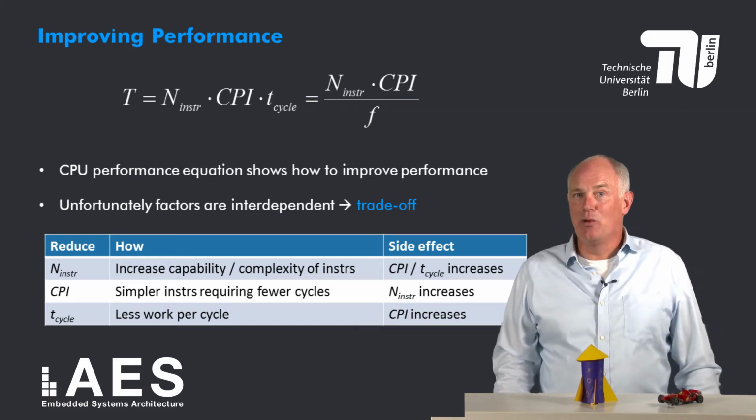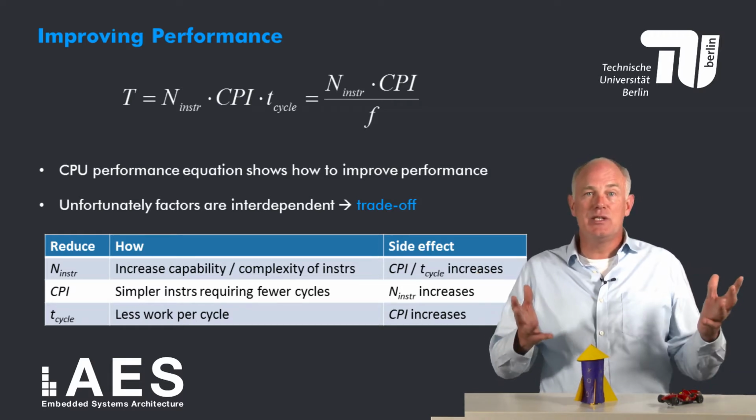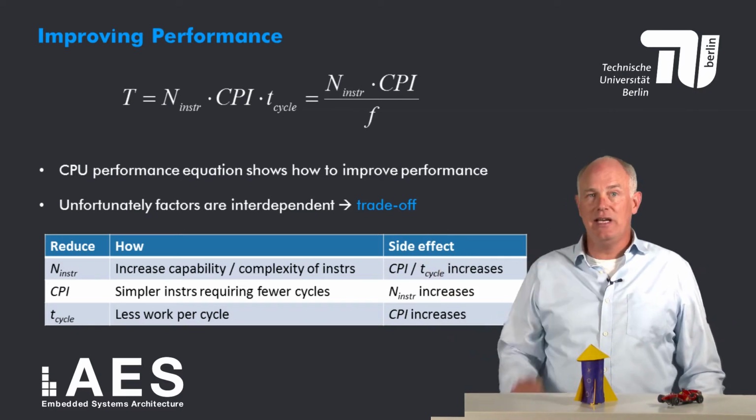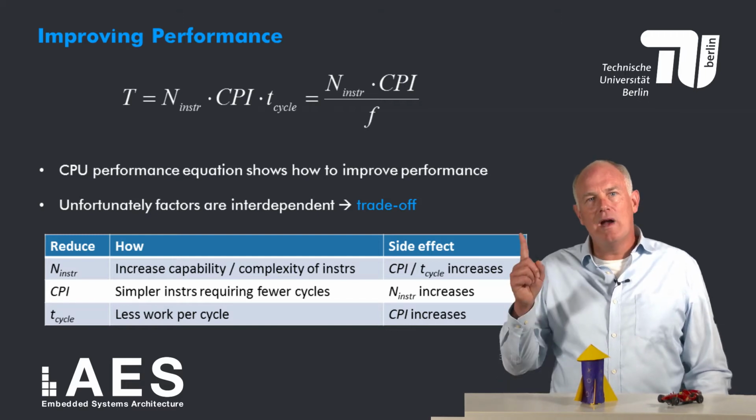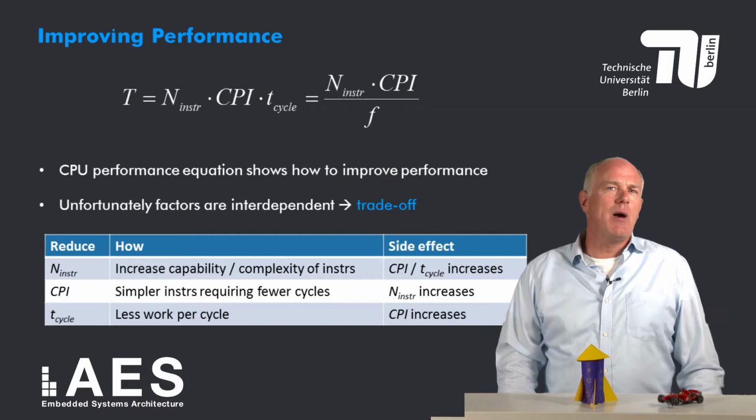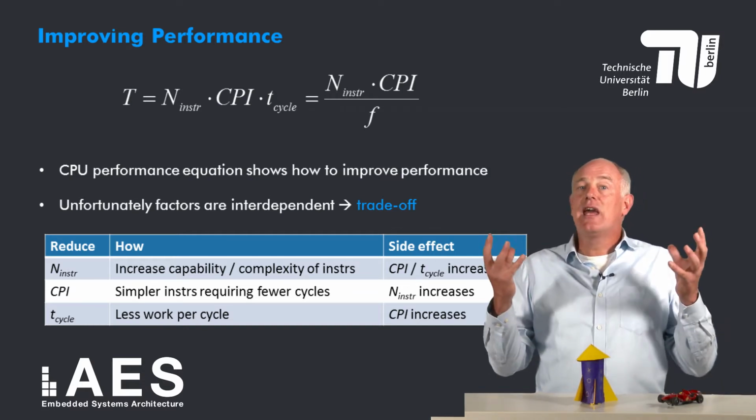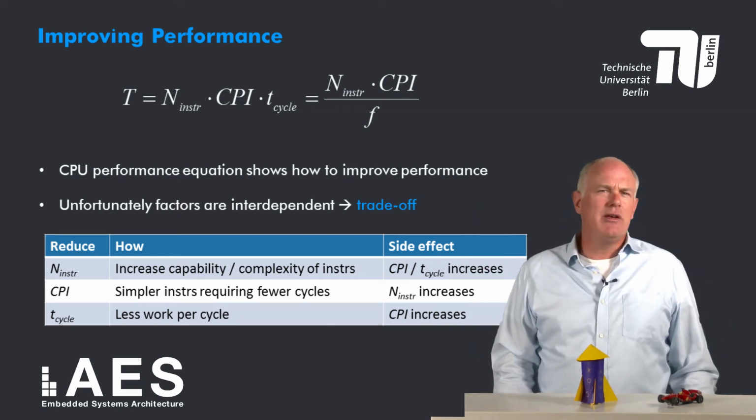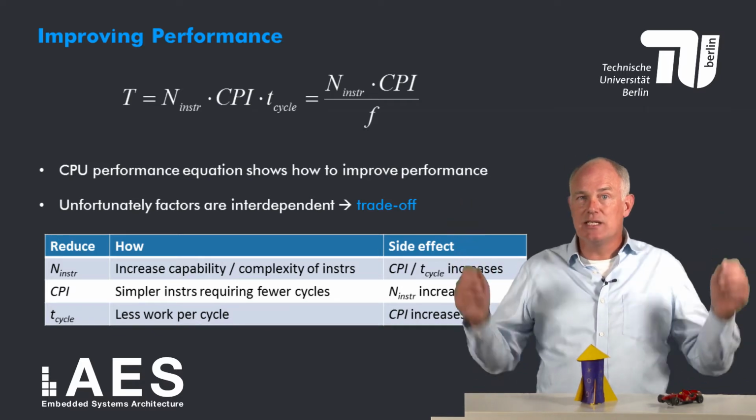Unfortunately, or what makes computer architecture challenging, these factors, instruction count, CPI, and clock frequency, are not independent. In most cases, if we try to improve one factor, another factor gets worse. For example, if we try to reduce the instruction count by increasing the capability and therefore the complexity of instructions, the downside is often that the CPI, or the cycle time, increases.